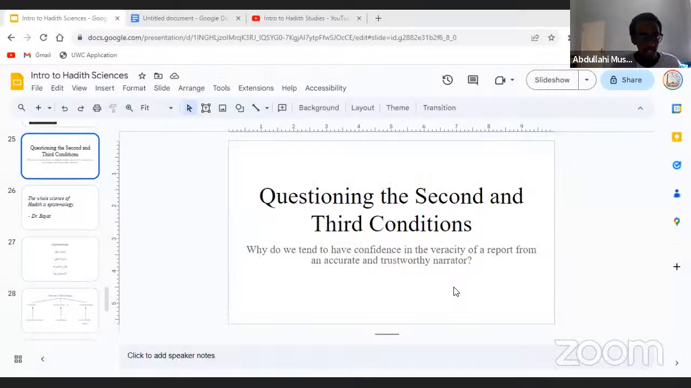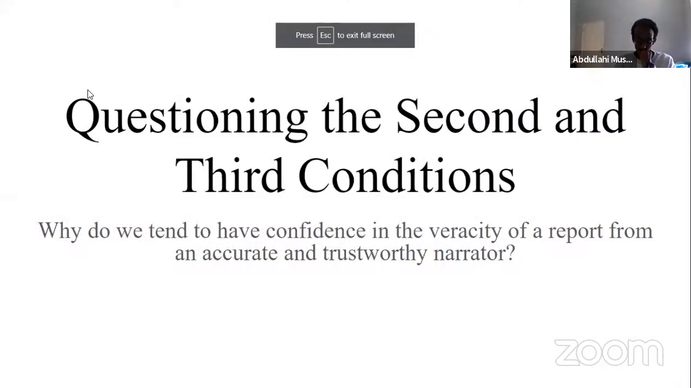This is going to be the final lap of our presentation today, inshallah. So one major idea that we've covered so far is the five concepts, the five conditions for an authentic hadith. Now, from this point onwards, I would like us to think about the second and the third conditions a bit more, questioning the second and third conditions.